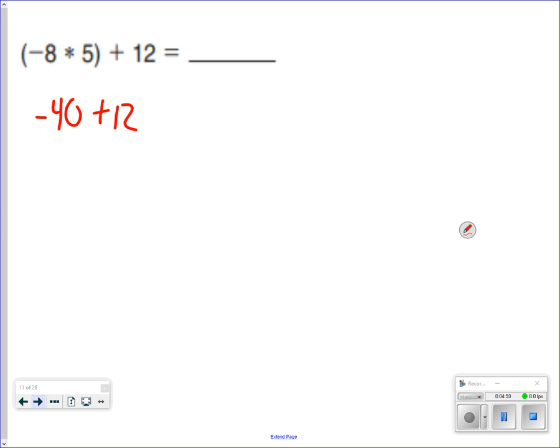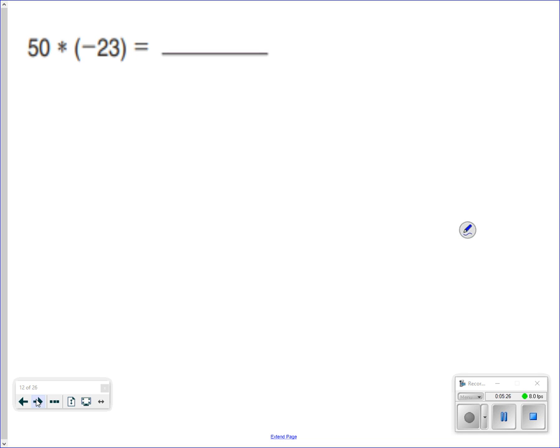Negative 40 plus 12. Well, it's a negative 40 plus a positive 12. So now my answer is going to be negative because the larger number is negative. And so my answer is a negative 28. If I'm in the hole $40 and I make 12 bucks at the lemonade stand, I'm still going to be in the hole $28.